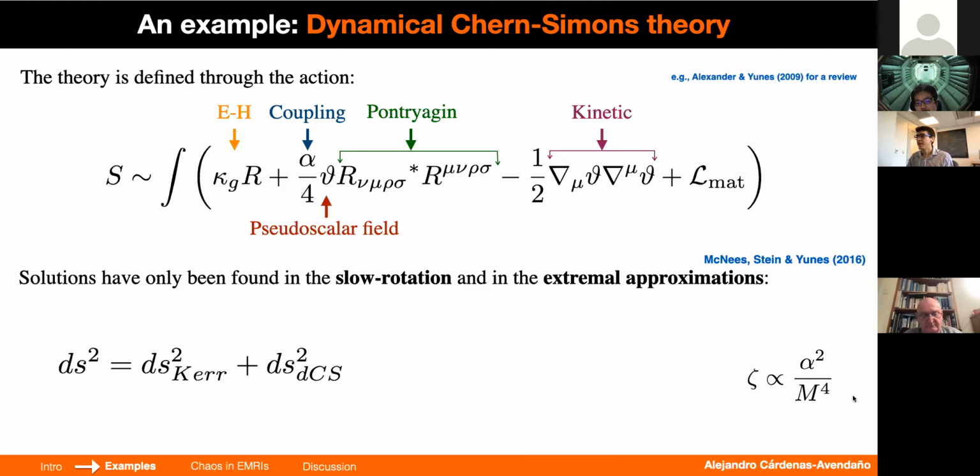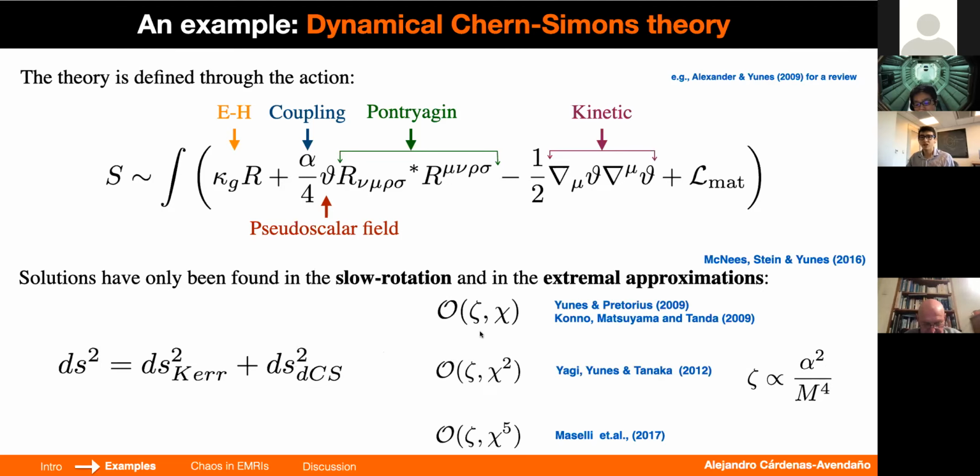It's easier, instead of seeing this coupling parameter and how the theory is minimally coupled, to recast this in a dimensionless parameter. That's the most common term that is used, and it is this zeta. And the point is that the solutions, as I mentioned, are only found linear in this zeta parameter, first to first order in spin, second order in spin, and more recently to fifth order in spin.